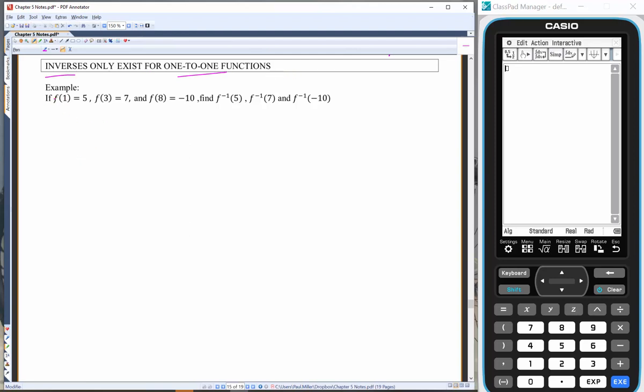All right, so if I stick x into this function, 5 comes out. If I stick 3 into the function, 7 comes out.